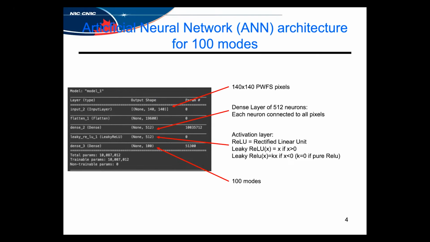Here I show a basic 1-layer neural network. You have one layer of neurons, 512 of them in this case, and they basically convert the pixel values into modal coefficients. Here we can say that the neuron layer is dense because each neuron is connected to all the pixels of the input.